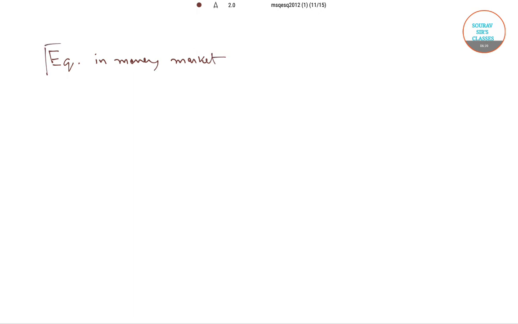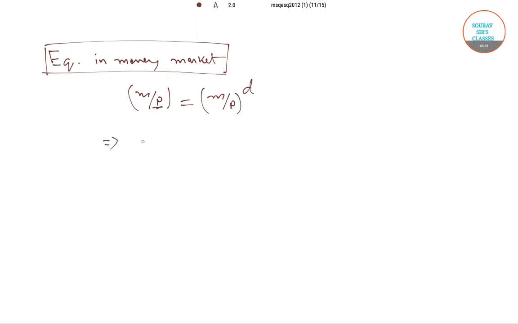The LM equation basically talks about the equilibrium in the money market. In this case it will be M by P, which is the money supply, and M by P basically means the real money supply, equals (M by P) to the power D. Now if you further do it, you will get 1600 equals 2i minus 8000i.